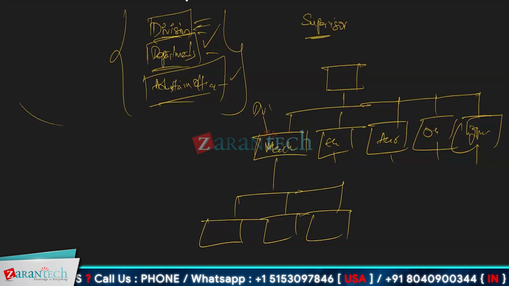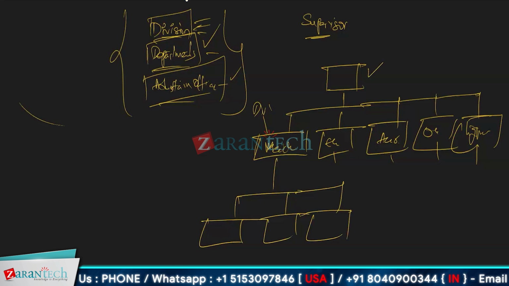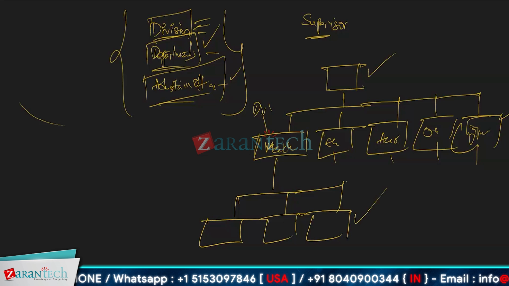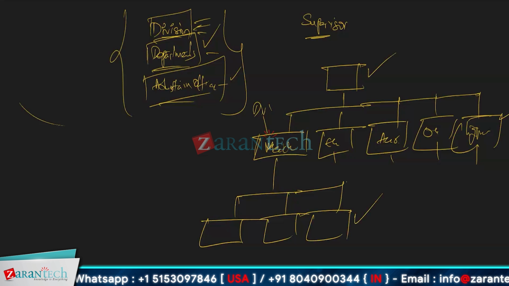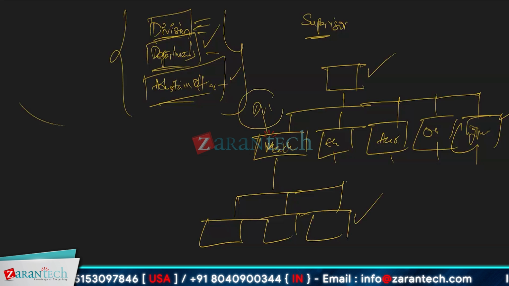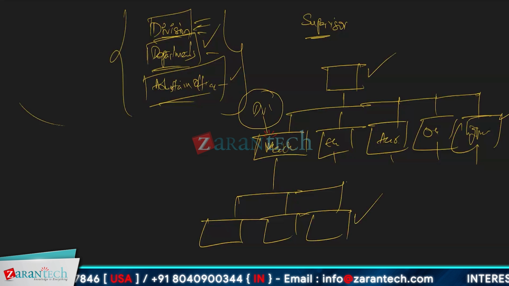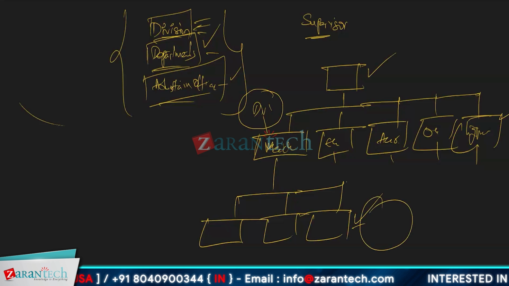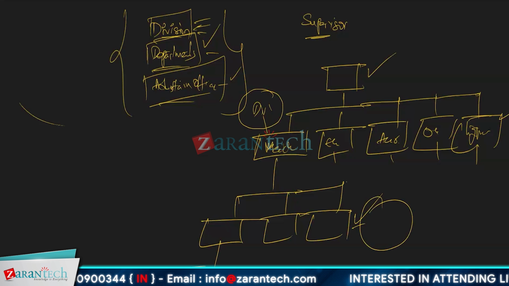Technically, all these are supervisory organizations. However, you would like to classify them into different types of supervisory orgs. This is a supervisory org of type division. This is a supervisory org of type department. This is a specific organization type, administrative office.